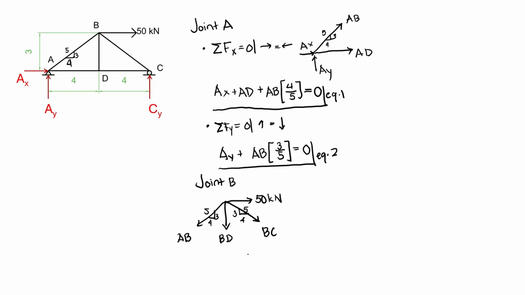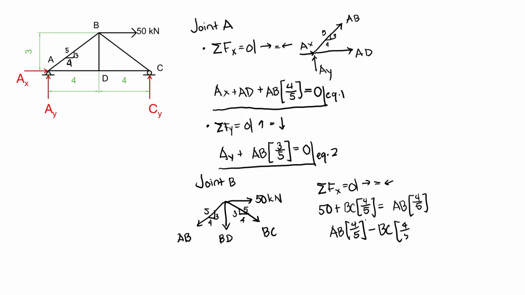Let's analyze the forces. Using summation of forces horizontal equal to 0, all of the forces going to the right equal those going to the left. We have 50 kilonewton plus BC times 4 over 5, equivalent to AB times 4 over 5. Let's rearrange all of the terms in this equation so we have the correct format for a system of linear equations. So we have AB times 4 over 5 minus BC times 4 over 5 equivalent to 50 kilonewton. That is our third equation.